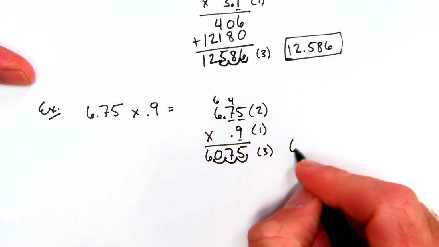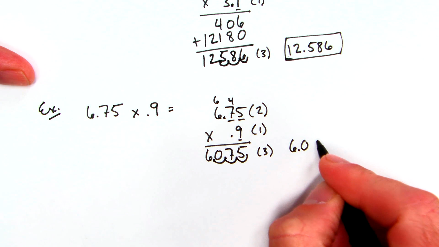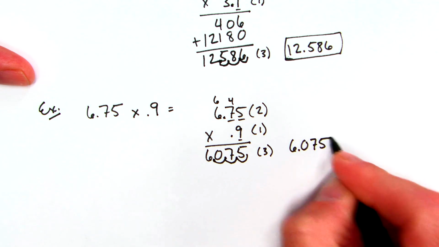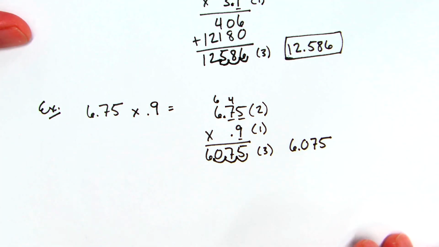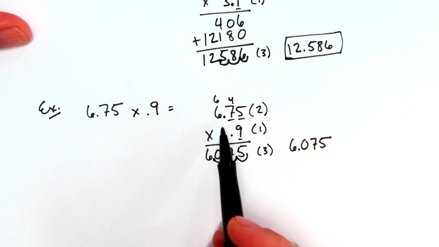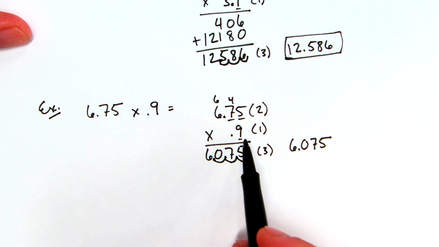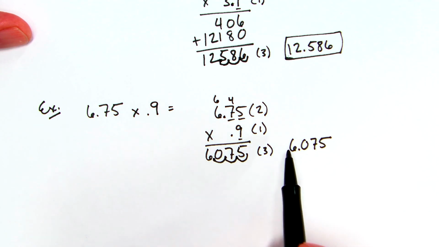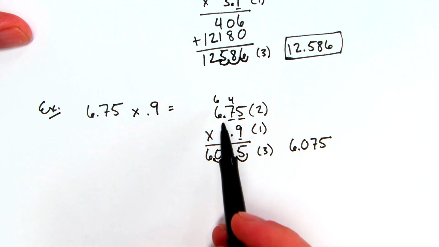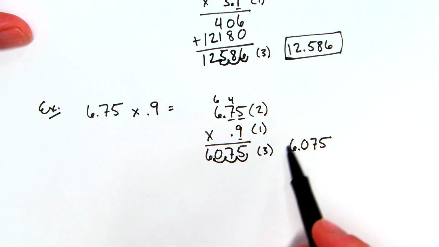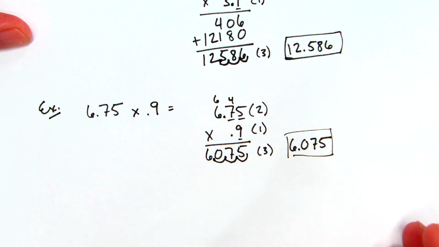So 1, 2, 3. So our answer is 6 and 75 thousandths, which makes sense because we'll say it's 6, 9 tenths is close to 1, 6 times 1 is 6, and so that's approximately what our answer is.